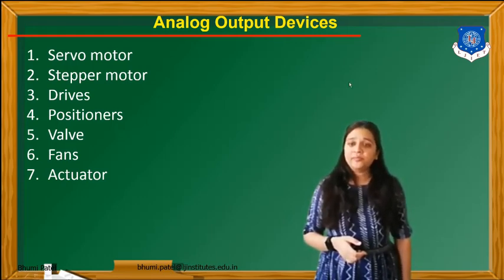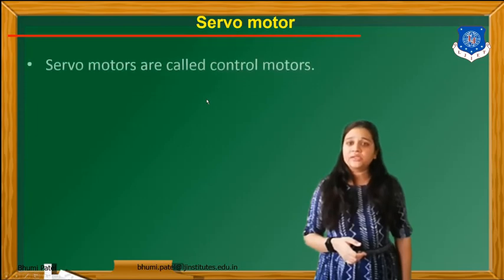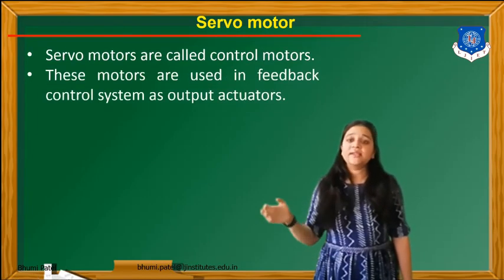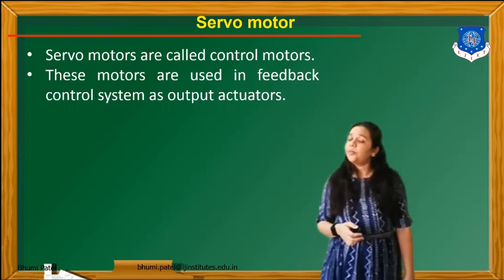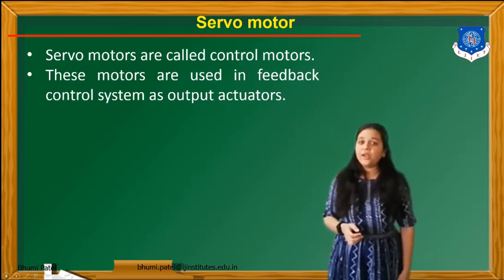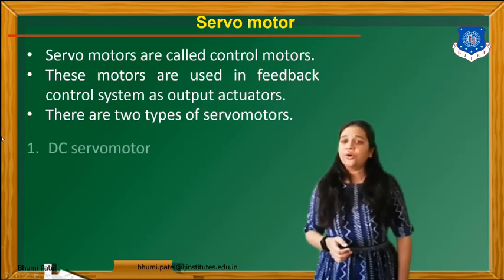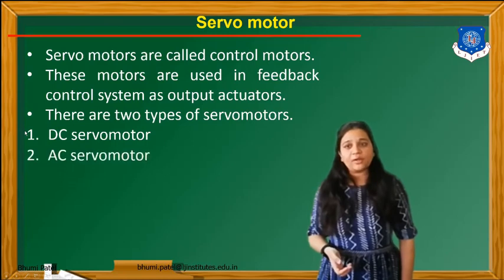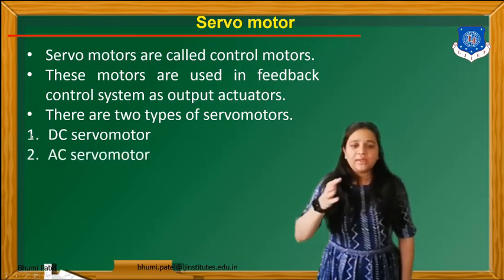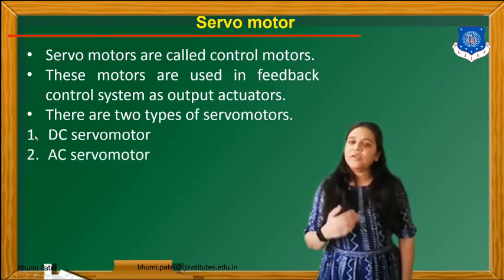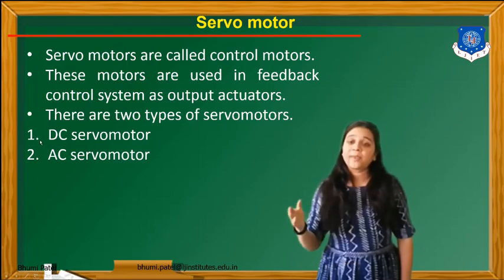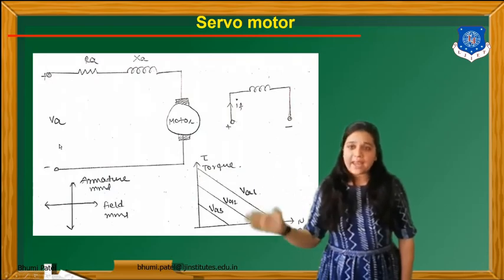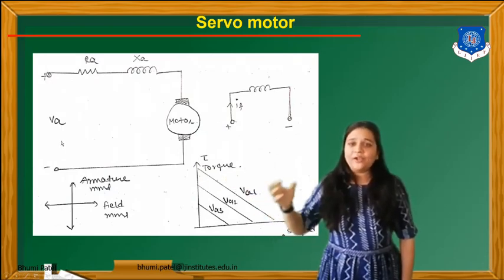So what is the actual diagram of the servo motor? Servo motors are called control motors. These motors are used in feedback control systems as output actuators. Okay, so there are two types of servo motor, as you know: the DC servo motor and the AC servo motor. In the DC servo motor we apply DC voltage, and in the AC servo motor we apply AC voltage. So this is the actual servo motor diagram, where voltage is applied to the motor.